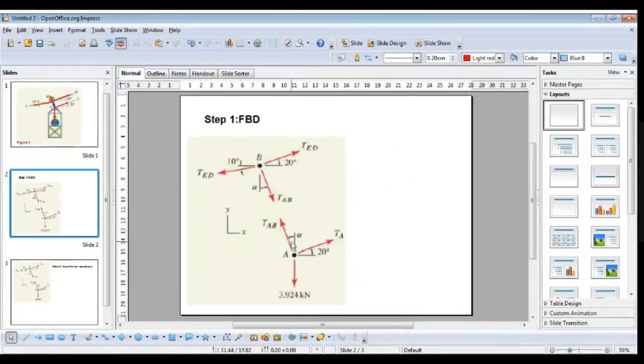So this is the free body diagram of joint A. So step number one is now completed. Let's go to step number two. Please write down the equilibrium equations for the free body diagram at joint B. Again, it's a system of concurrent forces. I will have two equilibrium equations, summation Fx and summation Fy.